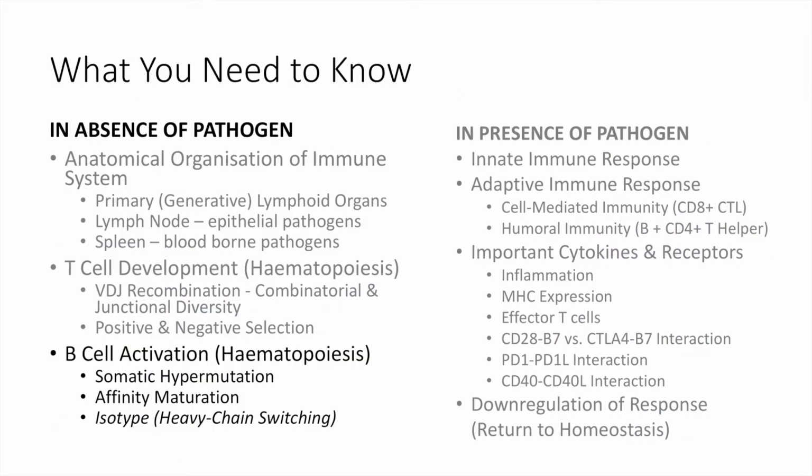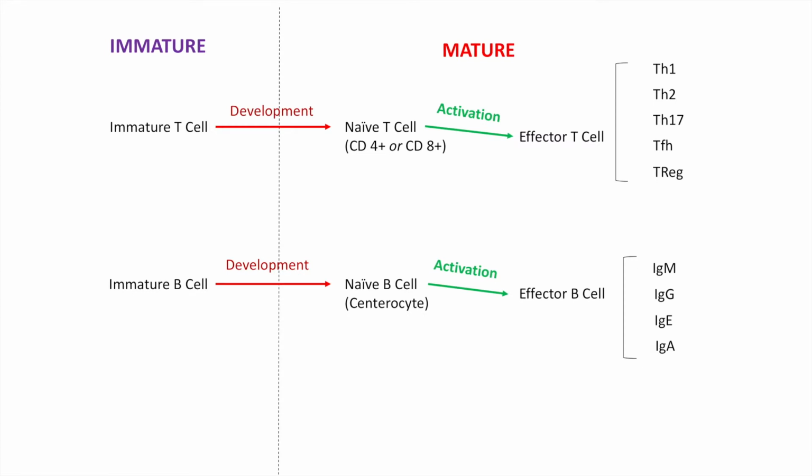Now we will run through B cell activation. Just to recall the earlier slides, activation is the process by which a naive B cell becomes an effector B cell. The development of B cells is not within syllabus, so it does not need to be learned. But you do need to know the processes by which B cells are activated.